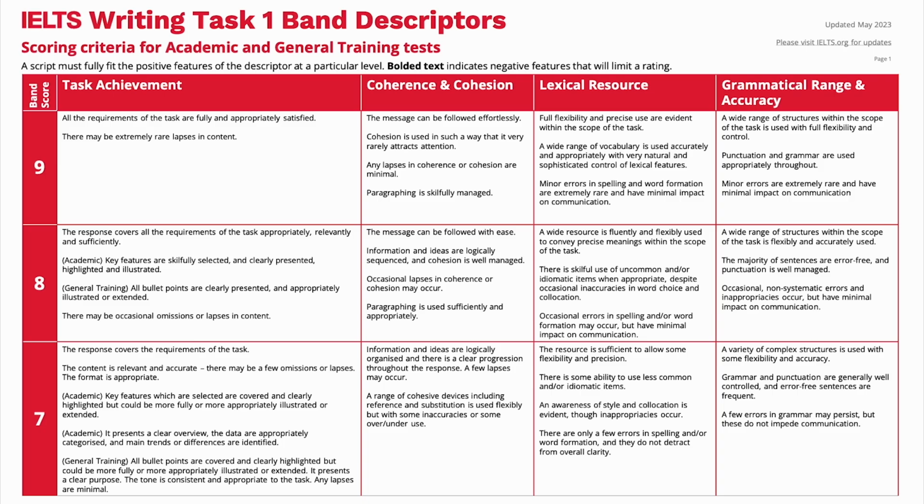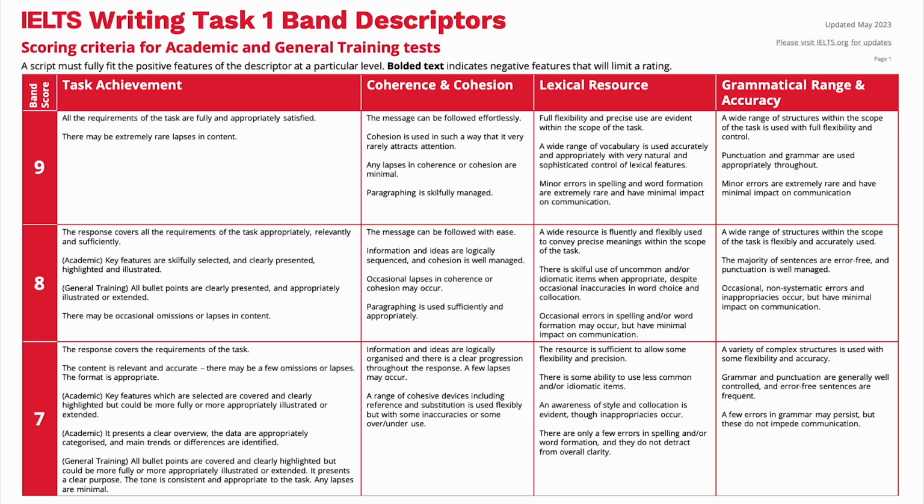And of course, you present a clear overview. The data are appropriately categorized and the main trends or differences are identified. So again, our biggest problem is basically, how do you define all the vocabulary that they are using here, right? What is relevant? What does it mean, the key features? And what does it mean to be appropriate, and all the other words that they are using here?